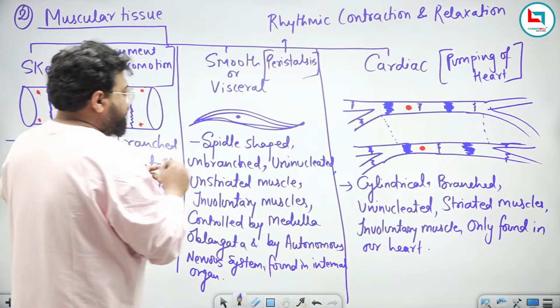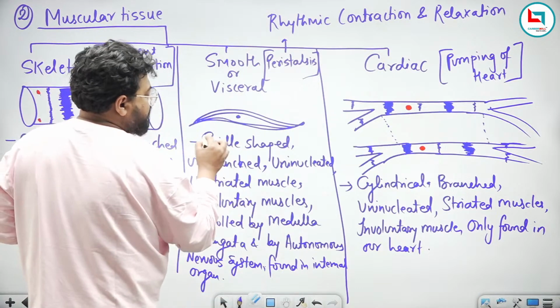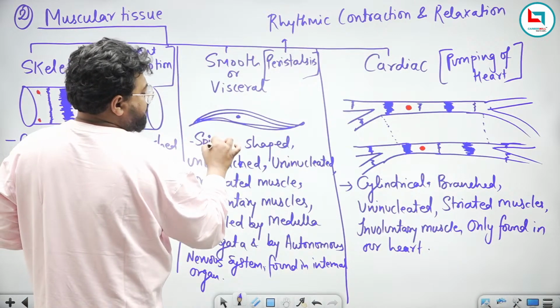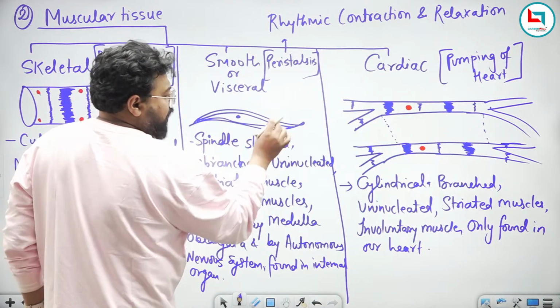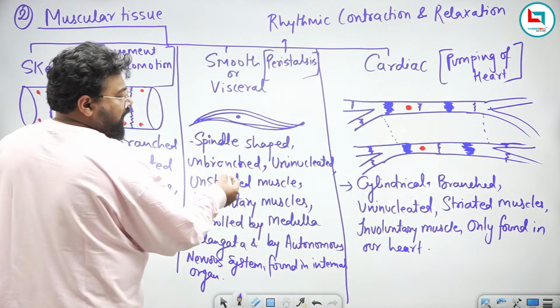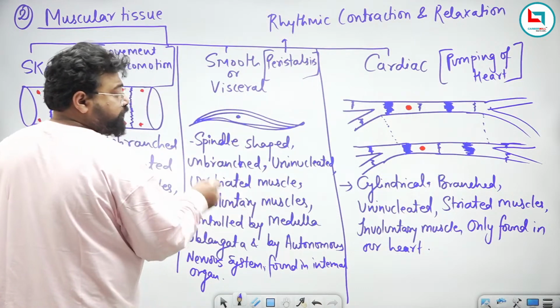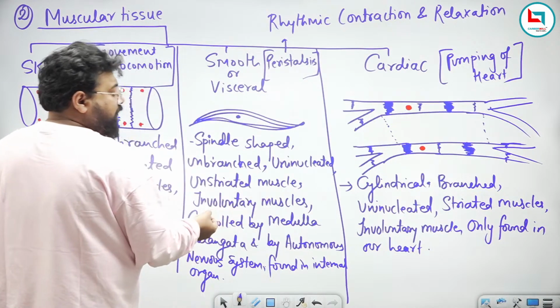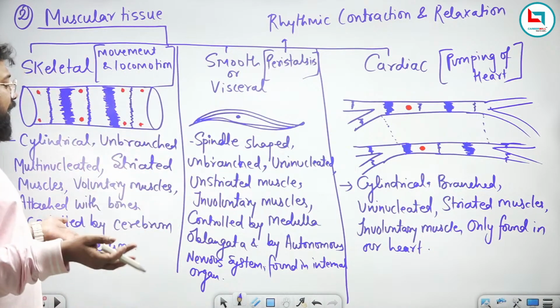While these muscles are spindle shaped. Spindle means flat from the ends and swollen from the center. Unbranched, uninucleated, do not show any light band pattern. Unstriated, involuntary, cannot be controlled by our will.